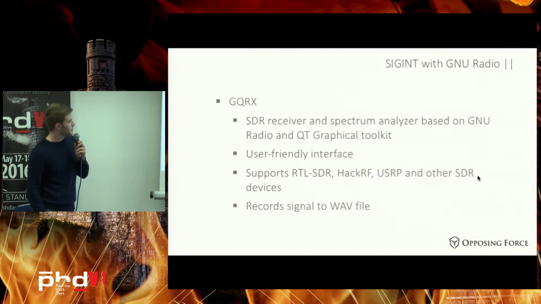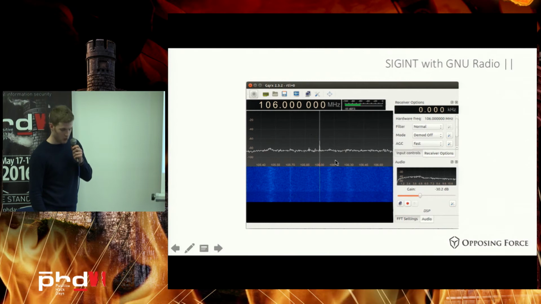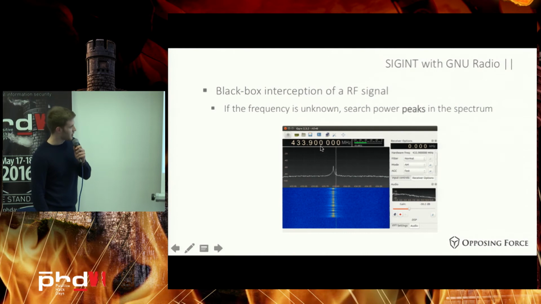Starting from the first step, we can use GQRX, which is an SDR receiver and a spectrum analyzer. It's user-friendly. It supports several SDRs, the dongle, the HackRF, USRP, and others, and can easily record the signal to a WAV file. This is the interface you saw before. In this case, we have no signal here. You can also work with the gain to get better results. In this case, we are getting a signal. You can see quite easily the bursts of the signals from a car key.